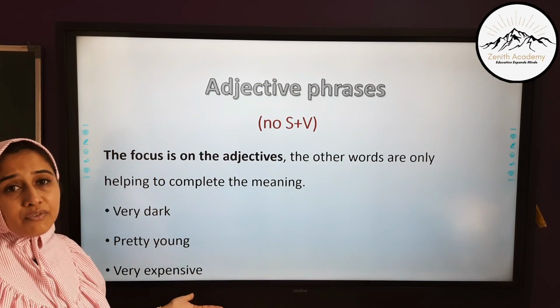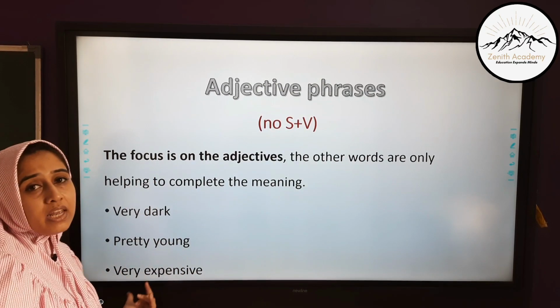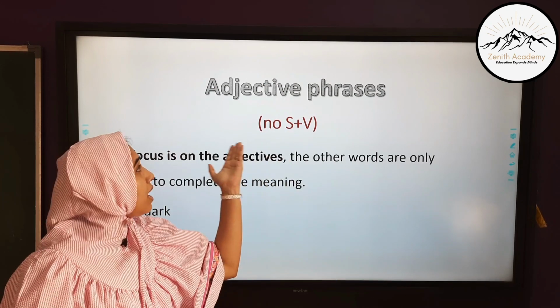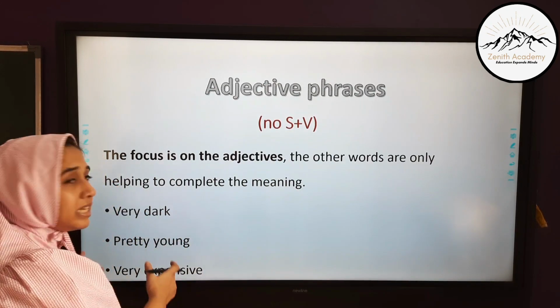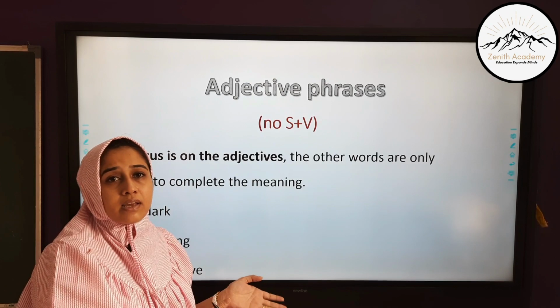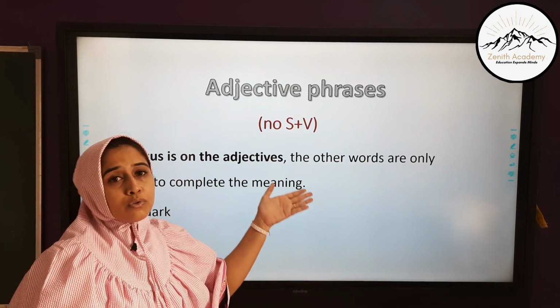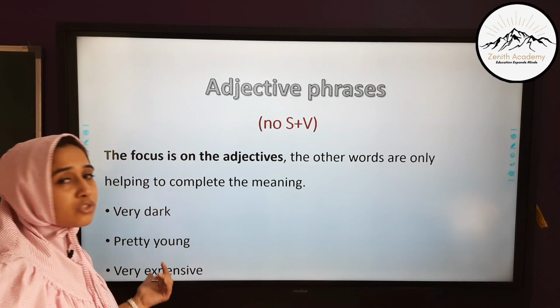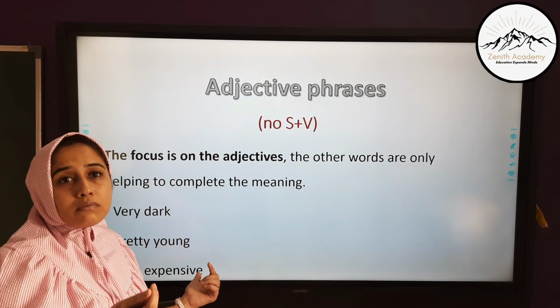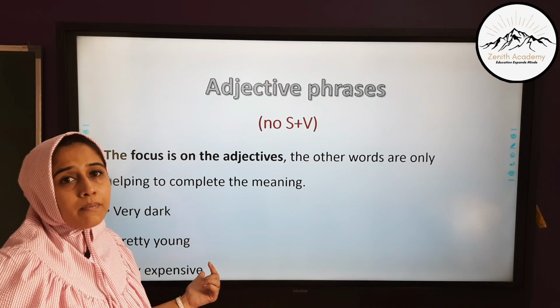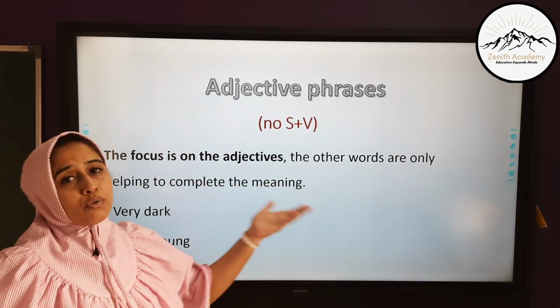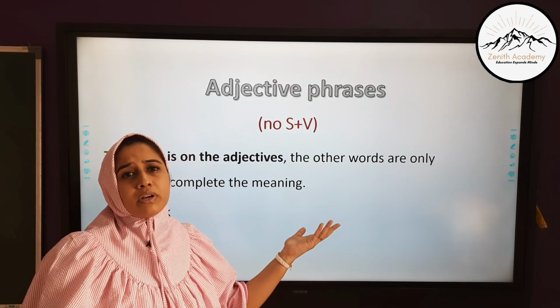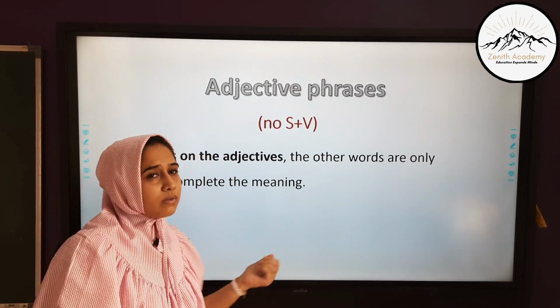Very expensive. Expensive and very, both over here, as we know, are adjectives. So these two adjectives are forming a particular phrase, and that is why it is used as a phrase without a subject, without a verb. Why? Because it is not identifying or describing a particular thing. It is a general phrase that we use in general conversation with people around.